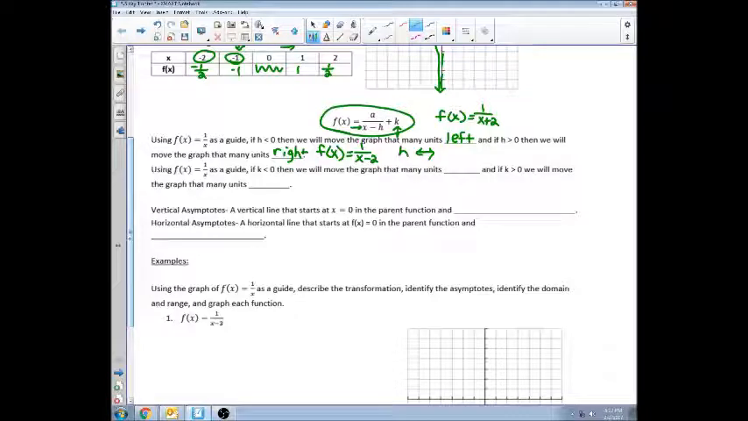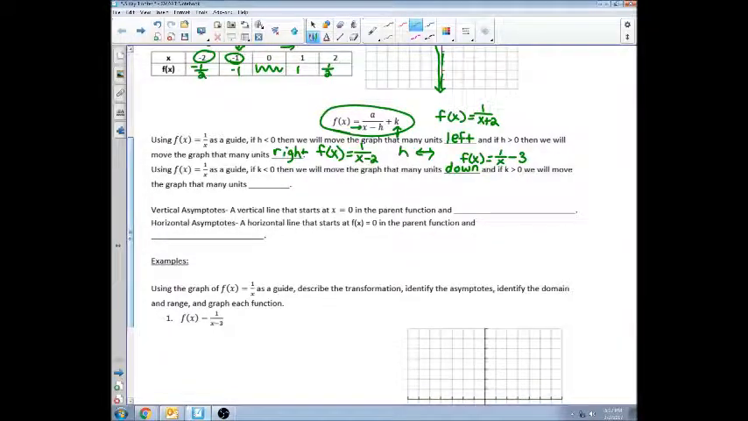Now for the second portion, which is going to talk about our k. Using f of x equals 1 over x as a guide, if k is less than 0, then we will move the graph that many units down. An example of this would be f of x is equal to 1 over x minus 3. In this situation, I'm going to take my graph and move it down 3 places.